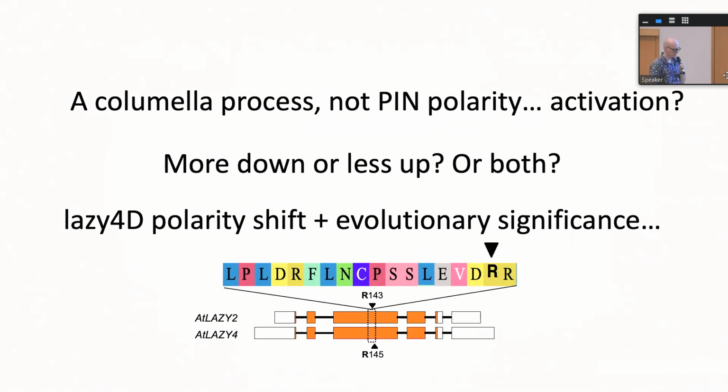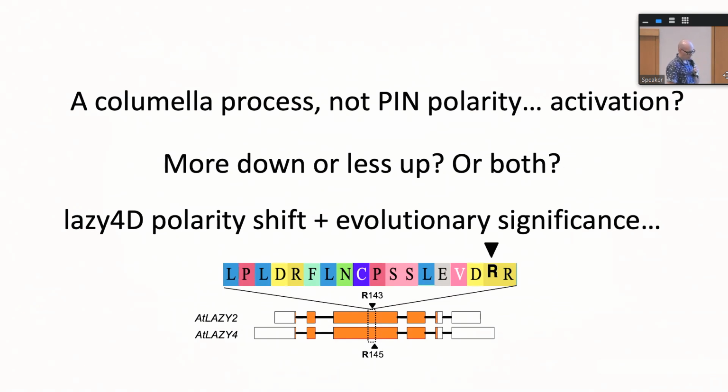That's where lazy 4D is expressed. No, it's not PIN polarity. Is it activation? There are two possibilities here. It could be more of the down pathway, or it could be less of the up pathway in terms of auxin distribution. Because what we need to remember is that lazy 4D is maintaining a GSA, which just means the equilibrium point at which the amount of auxin exiting the lower side and the upper side of the columella cells is equal.